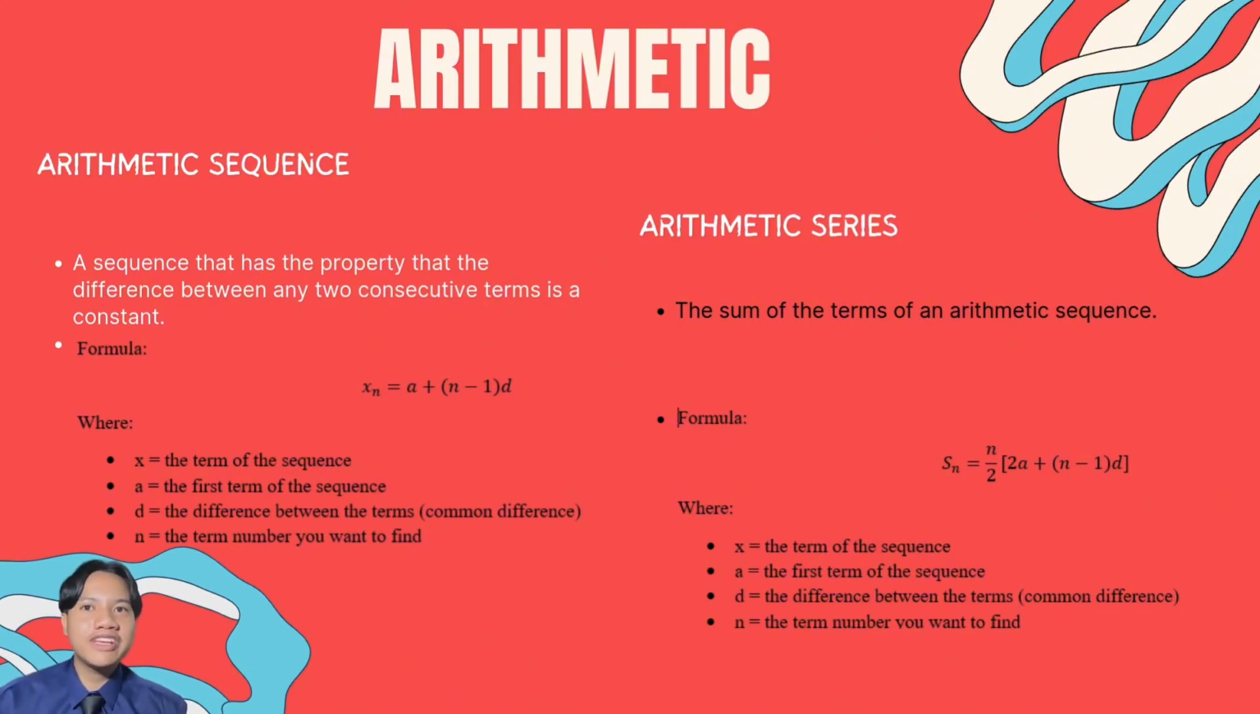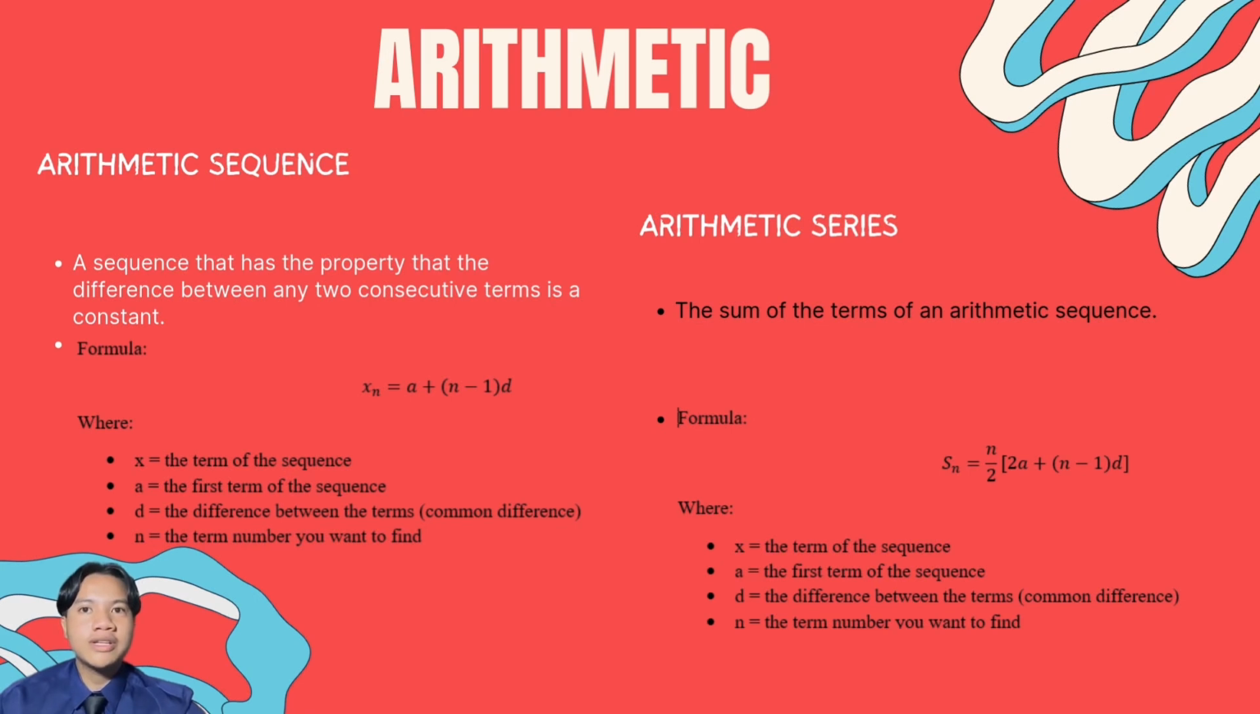So I would like to present about the introduction of arithmetic sequence and series and geometric sequence and series. Let's go through the arithmetic sequence and series. An arithmetic sequence is a sequence that has the property that the difference between any two consecutive terms is a constant. In other words, a sequence of numbers such that the difference from a new term to the initial term remains constant throughout the sequence. This constant is called the common difference. For example, 2, 4, 6, 8, and 10 is a progression with a common difference of 2.